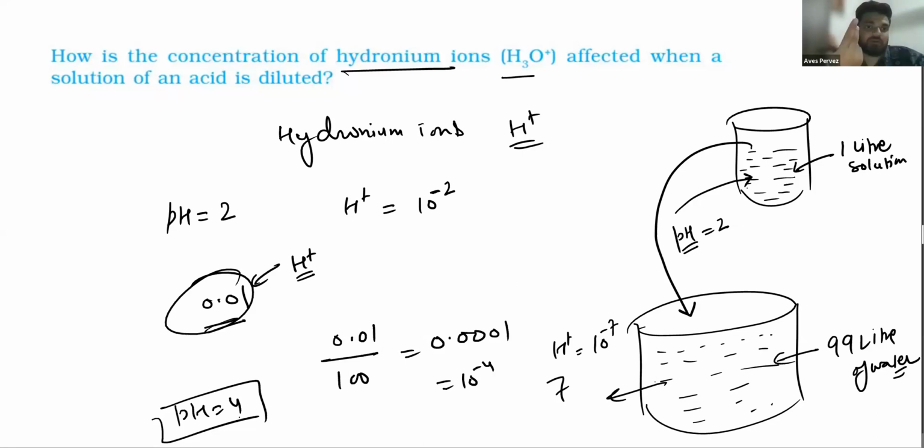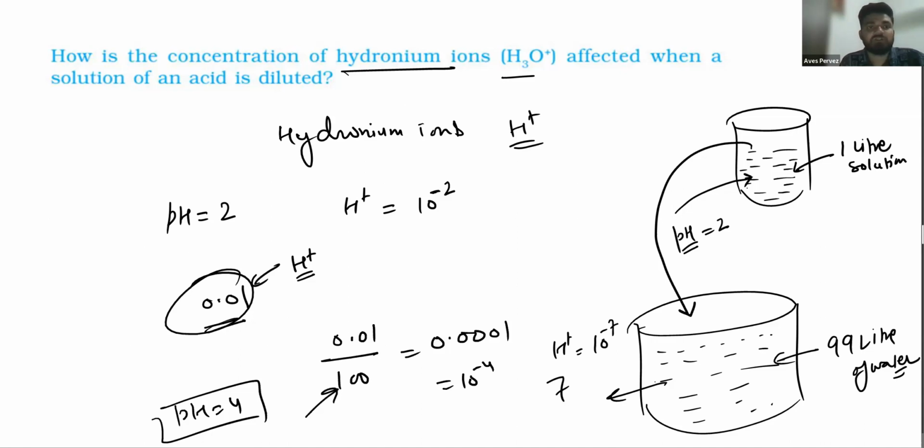Why? Because per liter of solution means it is now in 100. So these H plus ions will be divided, and per liter will become 10 raised to the power minus 4. You understood? You understood what I'm saying here?